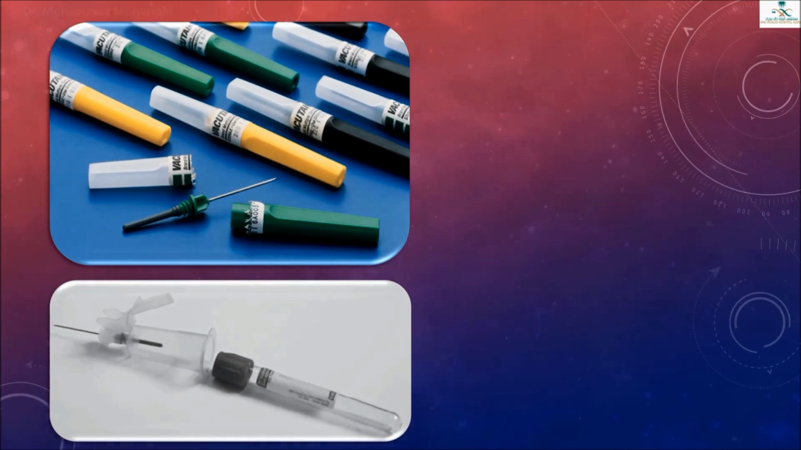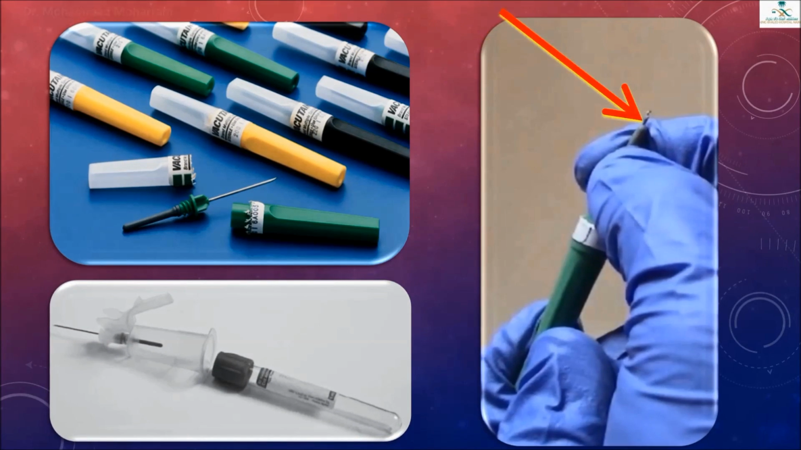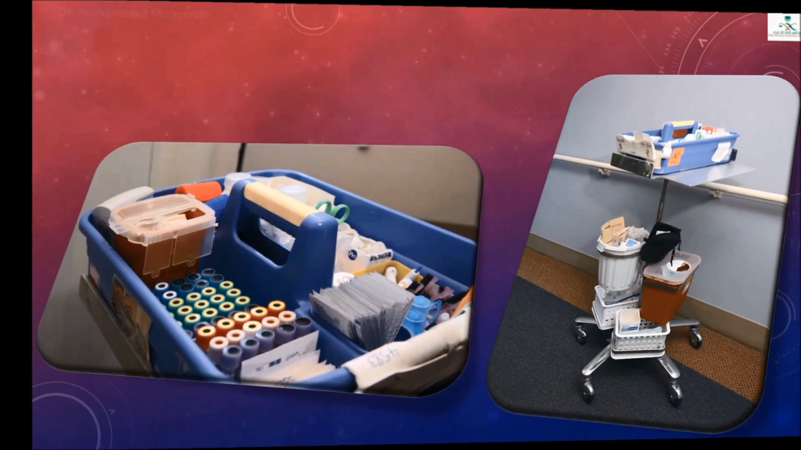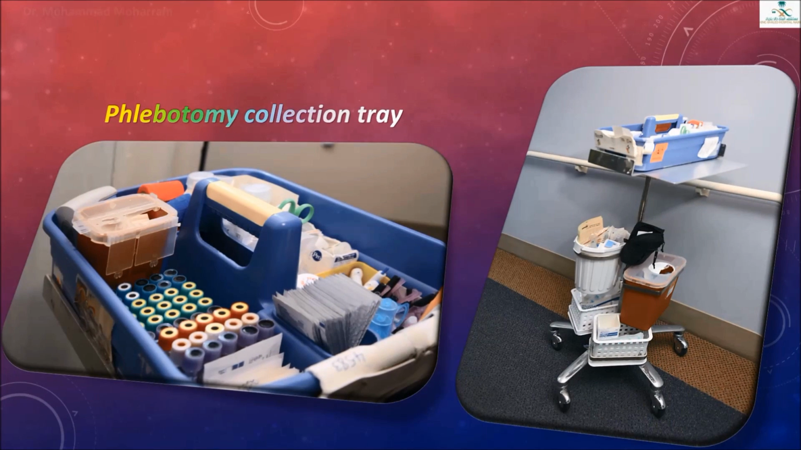Choose the suitable needle size for your patient. Bear in mind that this rubber piece covers the needle that pierces the stopper of the tube. It's better to use a phlebotomy collection tray or mobile phlebotomy station.